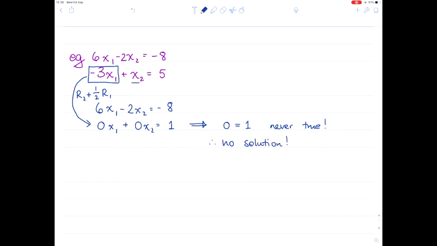And in fact, if you were to plot these two lines in GeoGebra or something like that, you would find that this is a case where we have parallel lines, they never intersect. And so it would be very strange if we had found values of x1 and x2 which made this system of equations work.